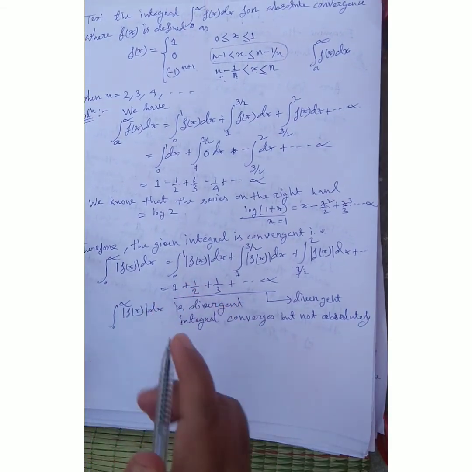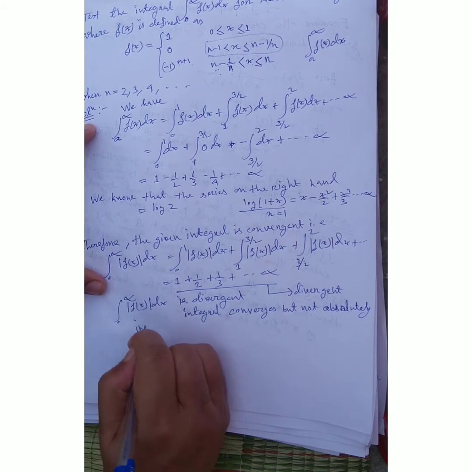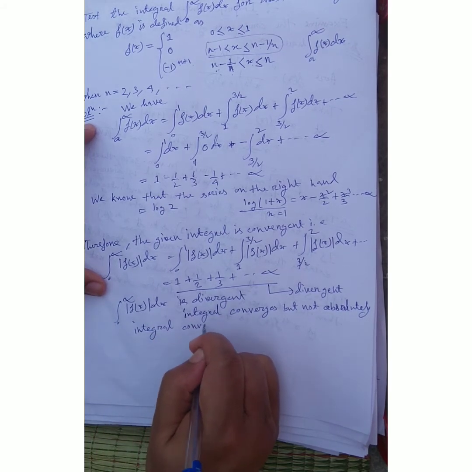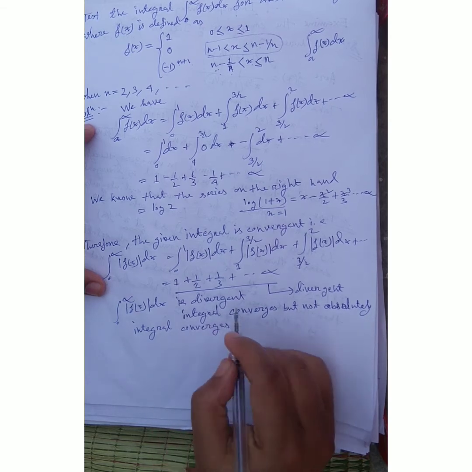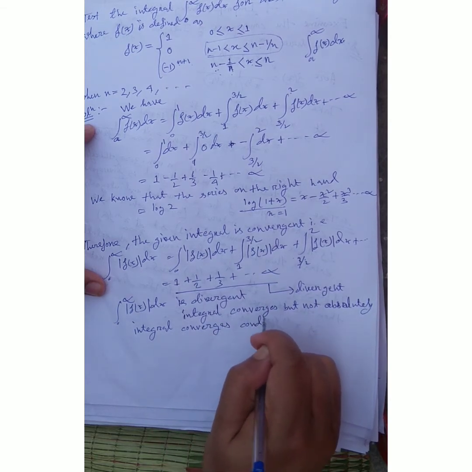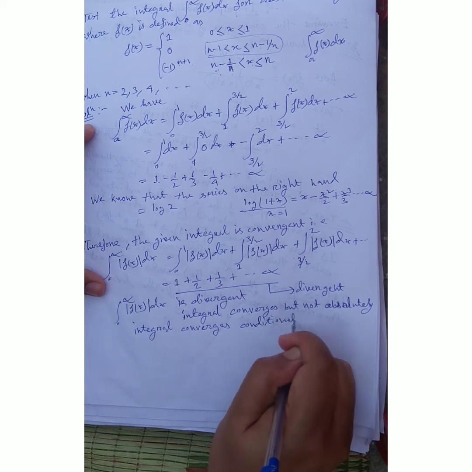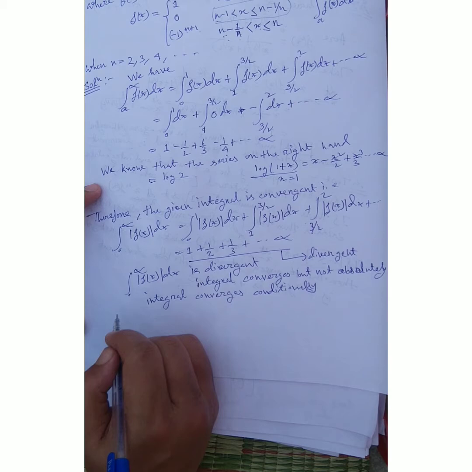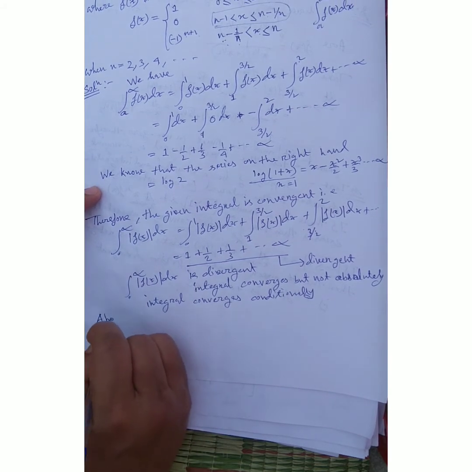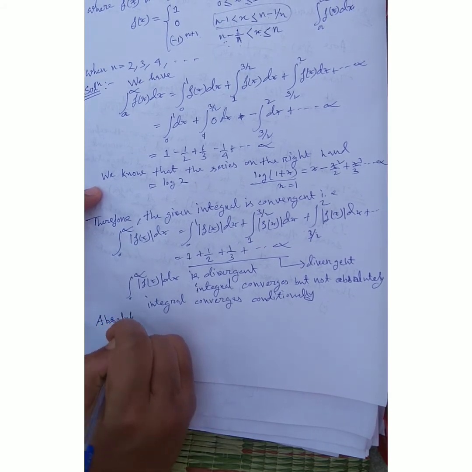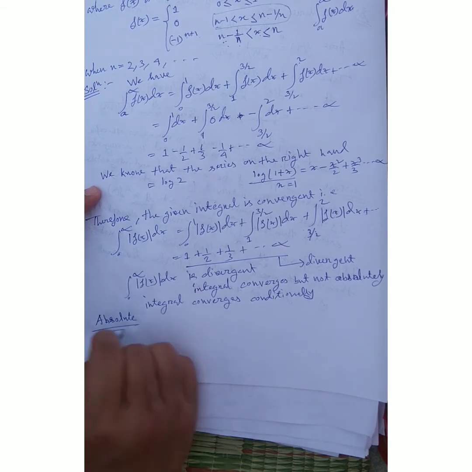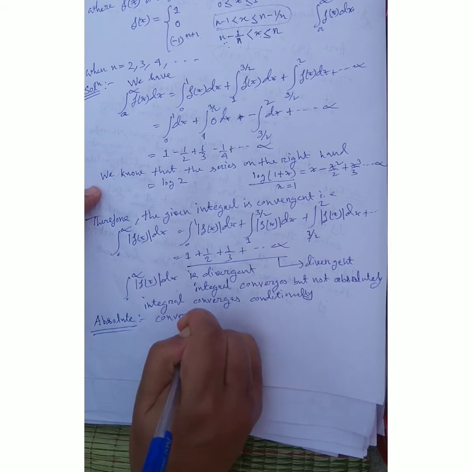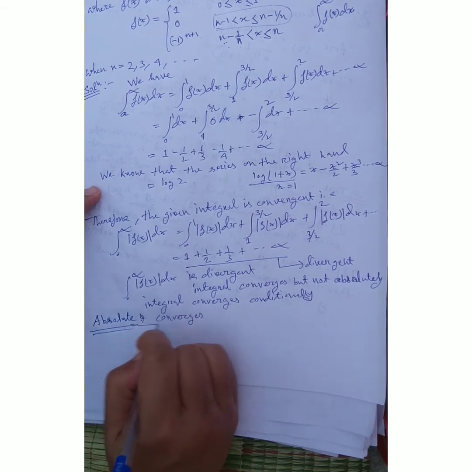This is conditional convergence. It means the integral converges conditionally. The integral converges conditionally. Now I discuss what absolute convergence is.